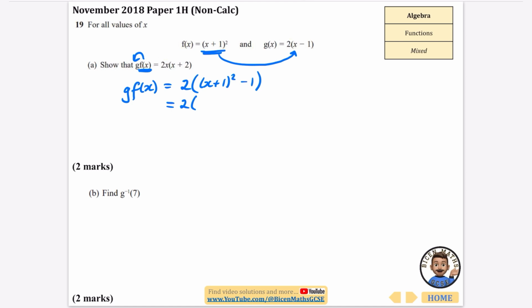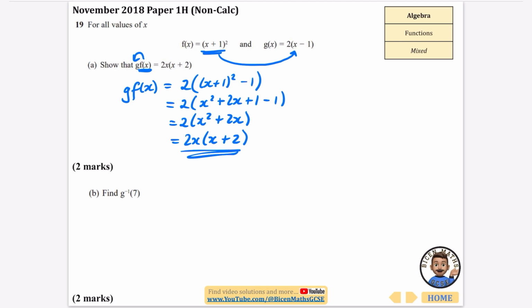So inside these brackets, x plus 1 squared is x squared plus 2x plus 1, minus 1. So it is 2 brackets x squared plus 2x. Now I can factorize here. I can take a factor of x out, which just leaves me with the x plus 2 as is in the question. And then this one is like on the previous page.